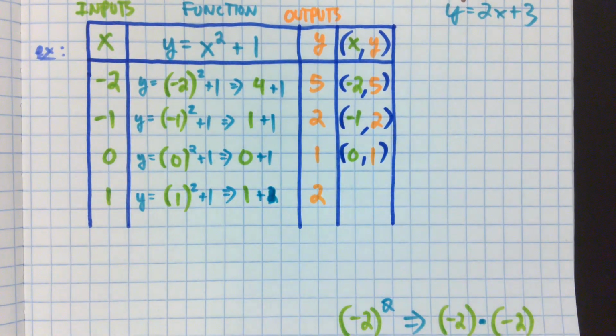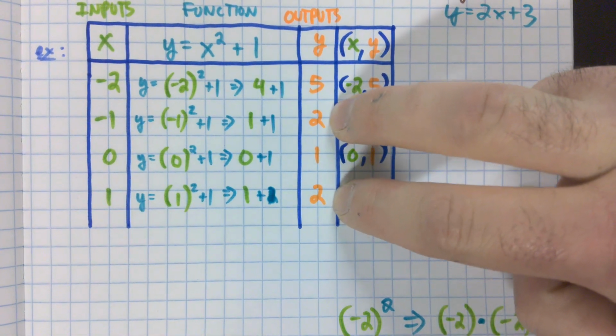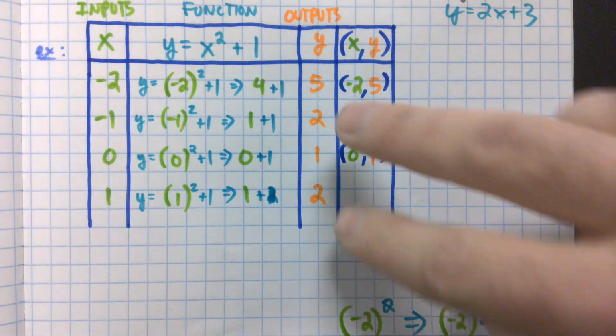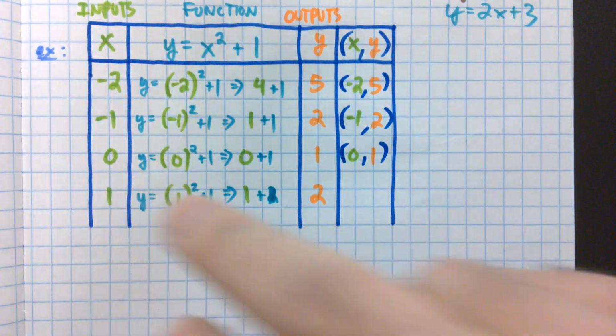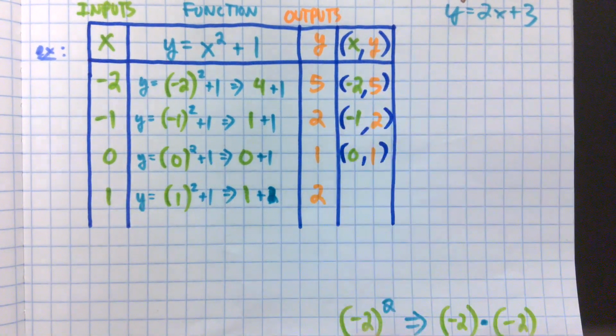What do we notice about that output? Anything interesting? Devin, what do you notice? There's repeating numbers, right? But what number is repeating? An input or an output? Output. Is that okay? Yes, it is. We cannot have repeating inputs, but we can have repeating outputs.